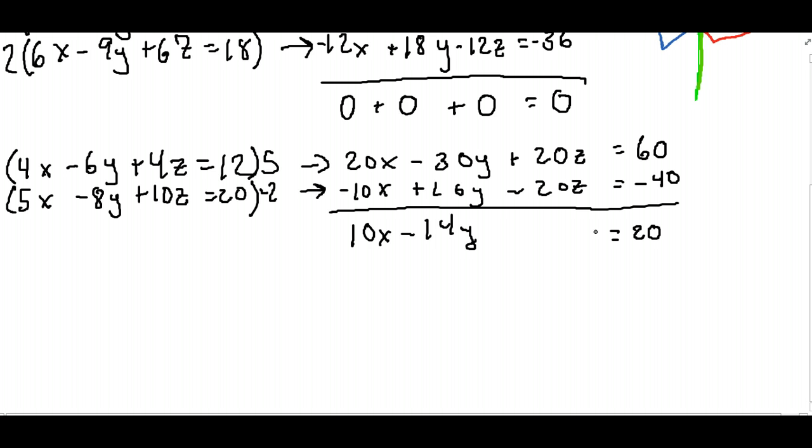But there is a greatest common factor here of 2. So we're going to divide it by the greatest common factor, take it down to its lowest terms. So what do we have here? So we have 10x divided by 2 gives us 5x minus 7y equals 10.